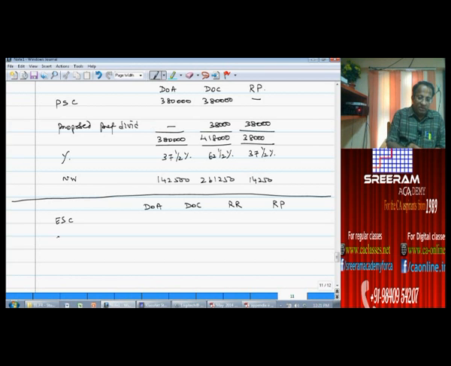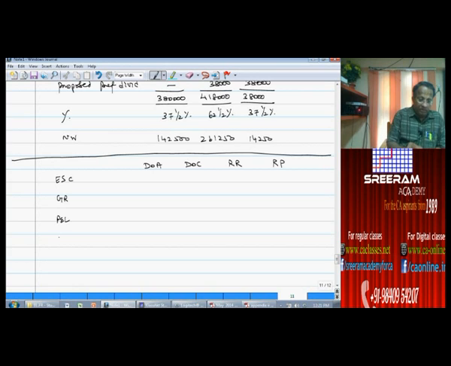Equity, share capital, general reserve, profit and loss account, then revaluation, loss, excess, depreciation, stock reserve.